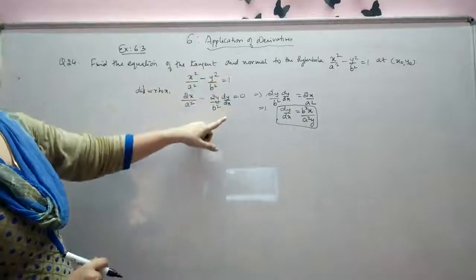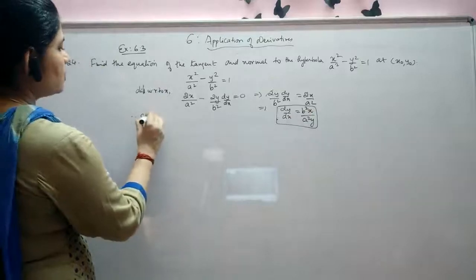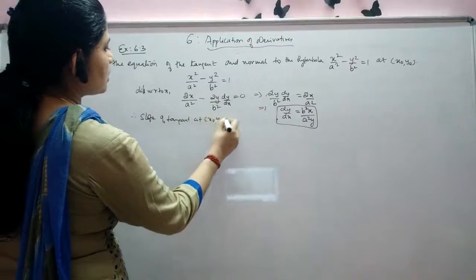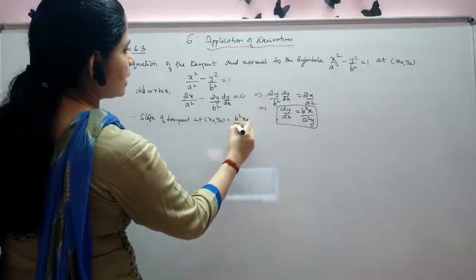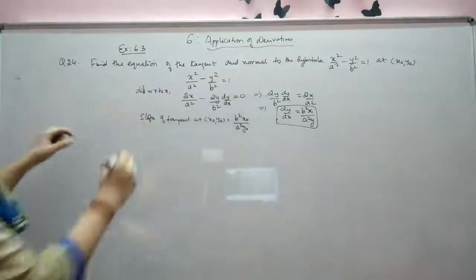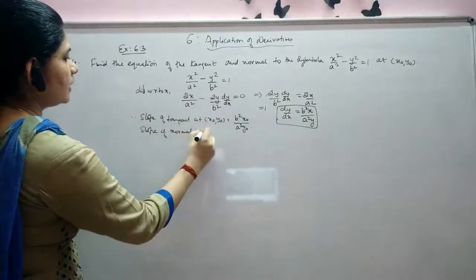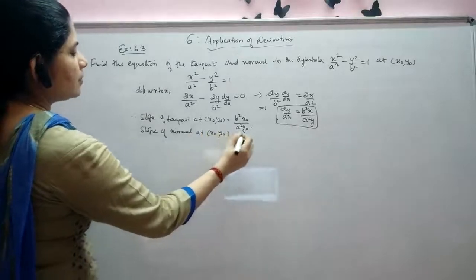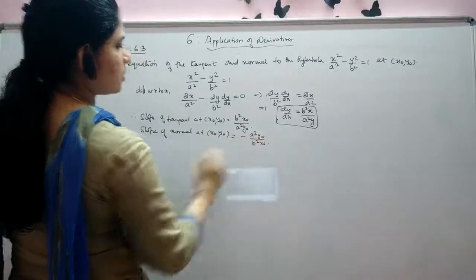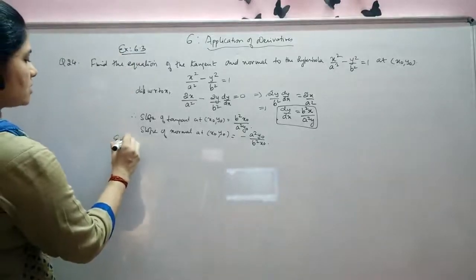Now at the point means what? Instead of x you will have x naught, and instead of y you will have y naught. Okay. So therefore slope of tangent at x naught y naught is b square x naught by a square y naught. Okay. Again, slope of normal you want. Slope of normal at x naught y naught will be negative reciprocal. So negative a square y naught by b square x naught. Okay, now you have to start finding out the equation of tangent.